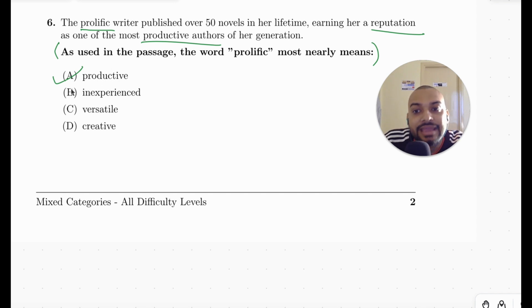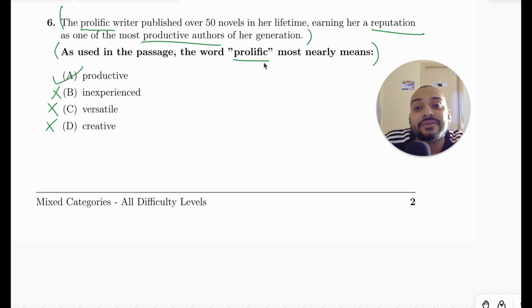Inexperienced. No. Versatile has not been mentioned. Versatile means being able to write in different styles, or in general being able to adapt to various different styles, but that's not mentioned here anywhere. So no. Creative, again, nowhere. The text is specifically talking about the quantity of the content generated by her. So that means productivity is at the core of this text. So option A is the correct one.